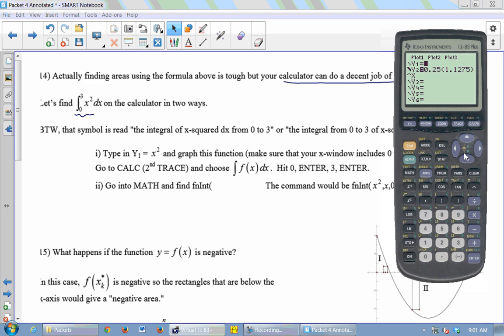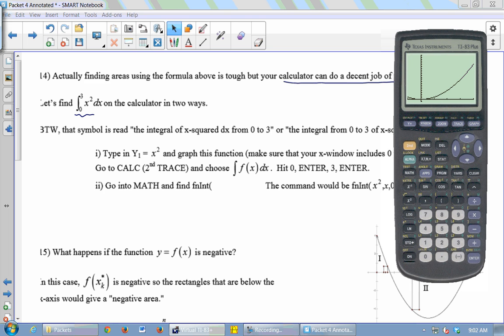Okay, so my favorite way to do it is to put the integrand in y1. So I'm going to type x squared into y1. I've got to choose a good window, so I'm mostly interested in 0 to 3. So maybe I'll go from -1 to 4, and then my y will go from -1 to 20. So I'm just going to graph it.